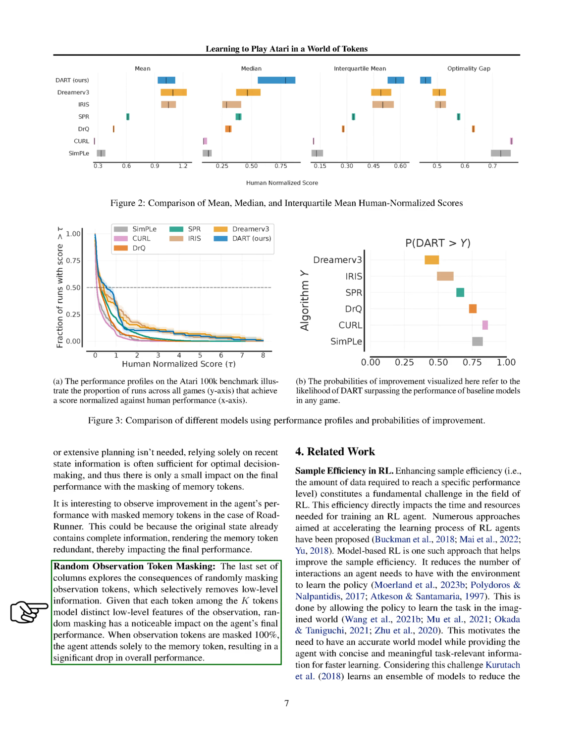Furthermore, we analyzed the consequences of randomly masking observation tokens, selectively removing low-level information. This had a noticeable impact on the agent's final performance, especially when masking all observation tokens, leading to a significant drop in performance as the agent focused solely on memory tokens.